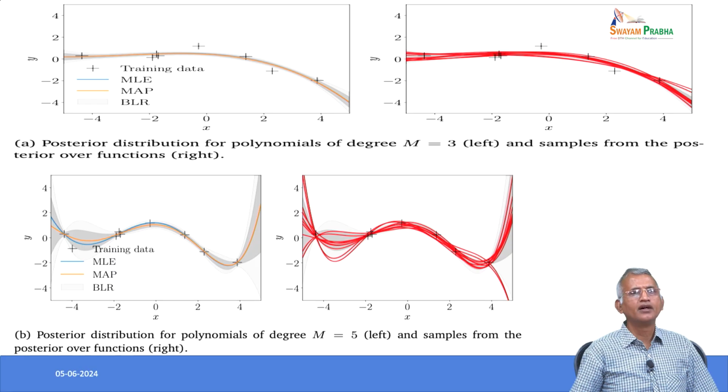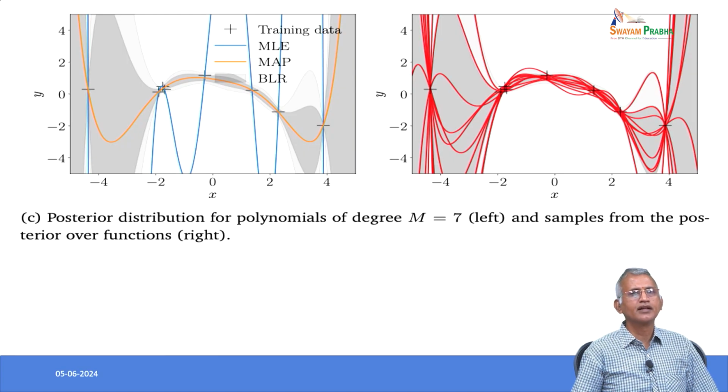Now, we have a graph corresponding to the mapping where m equal to 3 for the first figure. Posterior distribution for polynomial of degree m equal to 3 is on the left, and samples from the posterior over function are on the right. And B is the posterior distribution for polynomial of degree m equal to 5 on the left, and samples from the posterior over function on the right. And C shows m equal to 7 on the left, the distribution of the polynomial of degree 7, and samples from the posterior over the function on the right, with the 67% and 95% confidence limits.